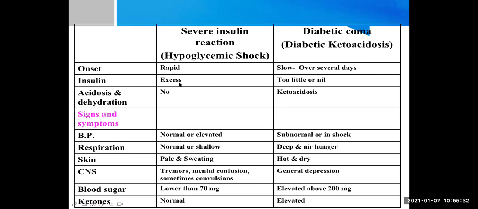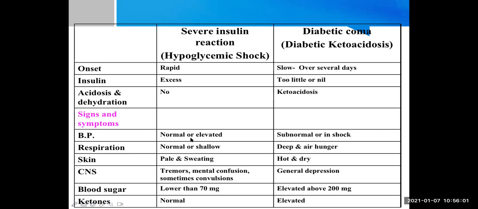The amount of insulin, if we measure, is excessive in case of hypoglycemic shock, whereas in case of diabetic ketoacidosis, it is nil or too little. That is the cause of DKA. Acidosis and dehydration don't occur in hypoglycemia, whereas they are a common feature in diabetic ketoacidosis.